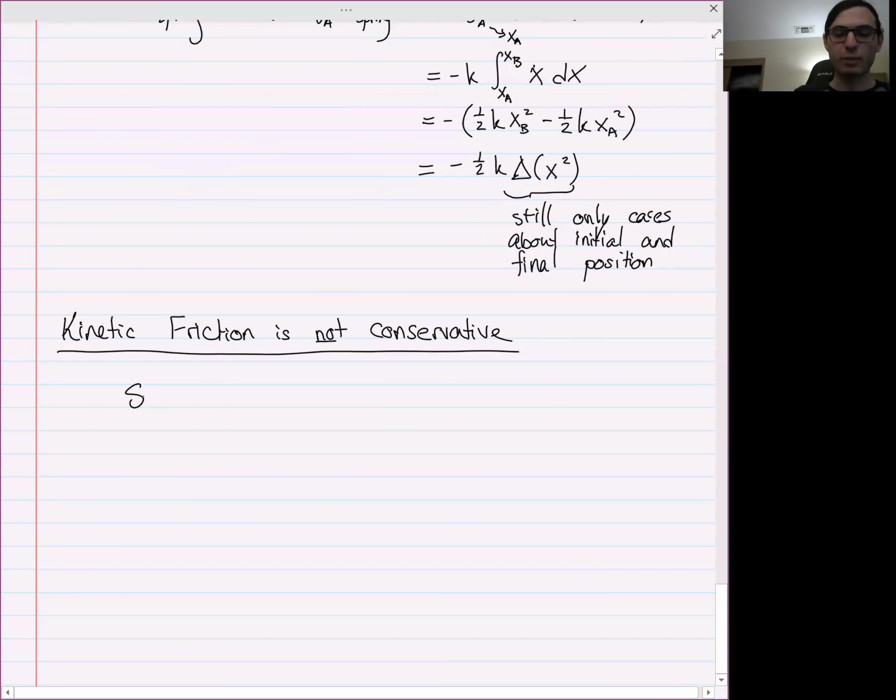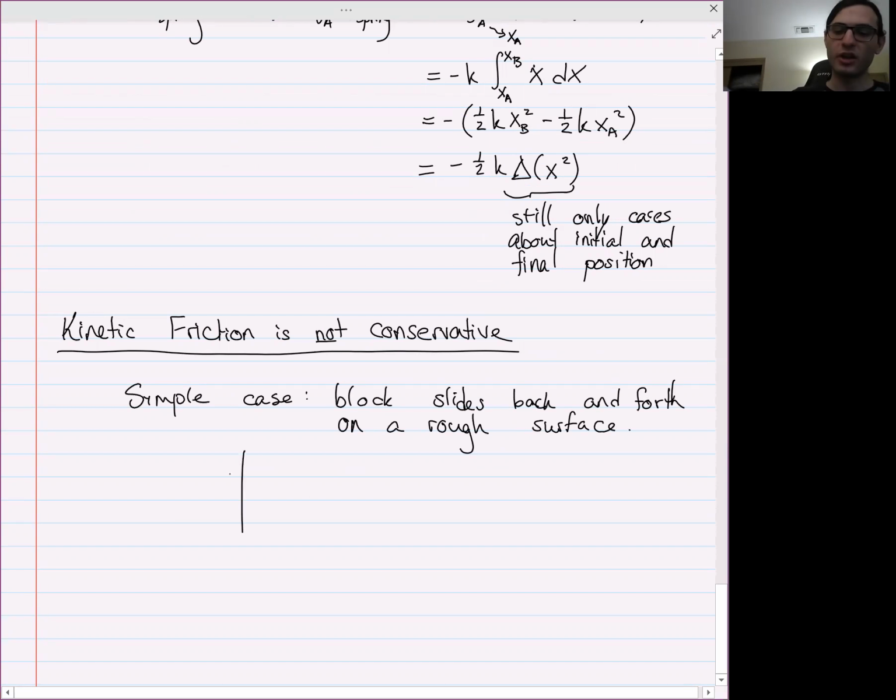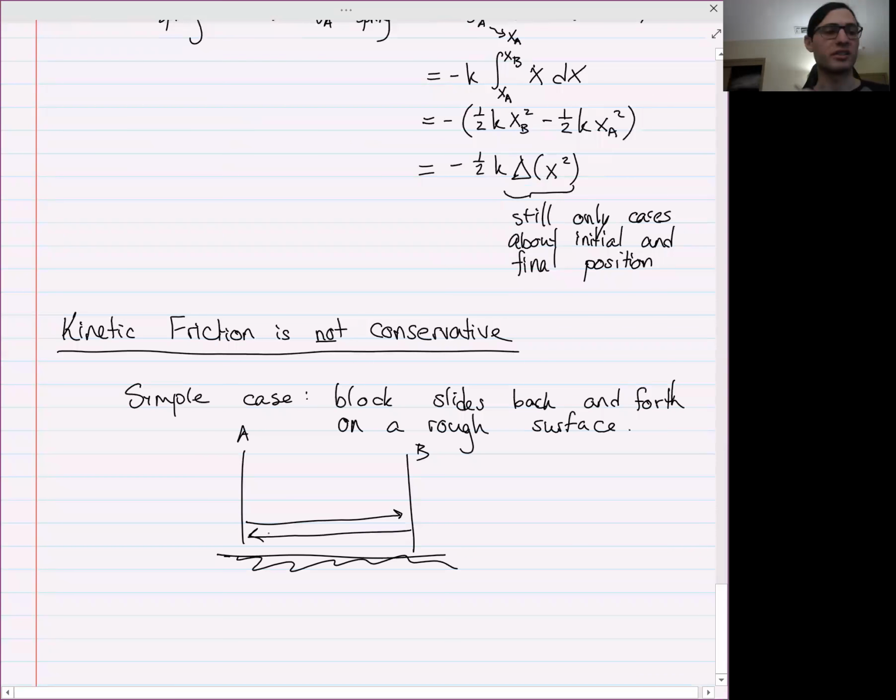So let's just look at the simple case of a block sliding back and forth on a rough surface. It starts off at position A, goes to position B, and then it goes back. I'm not going to draw the box. And let's just call this the plus x direction, just to make things easier.